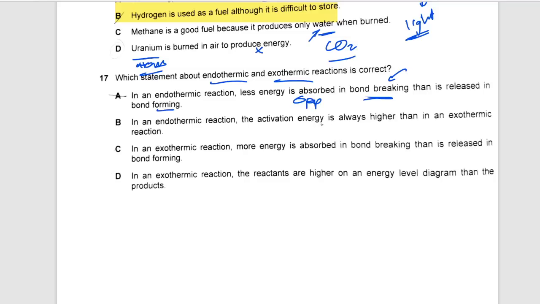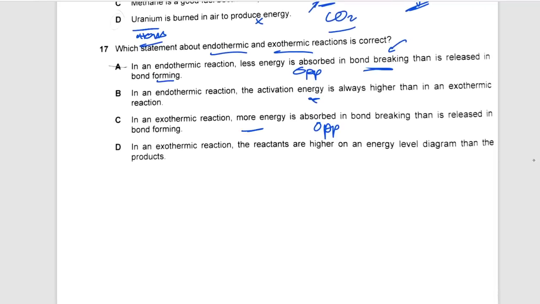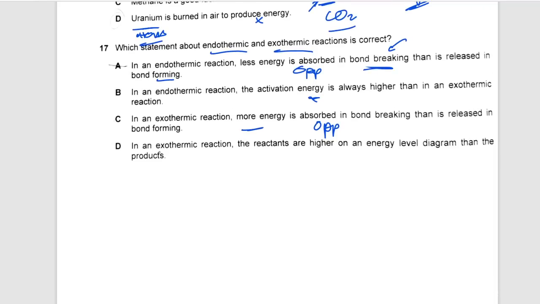In an endothermic, the activation energy is always higher. In exothermic, that is nope, that is wrong. In an exothermic reaction, more energy is absorbed in bond breaking than, again, this is the opposite. In an exothermic, it's less energy is absorbed in bond breaking and released in bond forming. So the last option is correct.